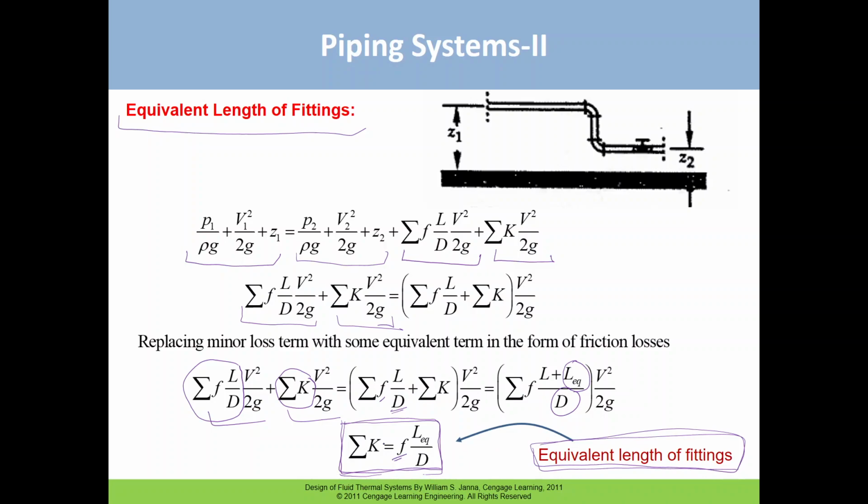So here it is summation K, and if it is not summation K, then it can simply be K equals f LE over D. That will be the equivalent length for a single fitting, and here the summation K is the equivalent length for all the fittings together.